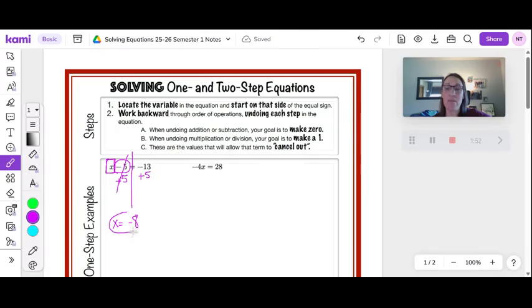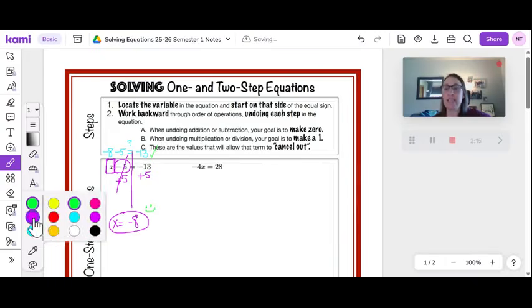Now, the nice thing about equations is you can always check your work to make sure that you got the right answer. So if I put a negative 8 in for x and I subtract 5, does it give me negative 13? And in fact, it does, and that's how we know that we're right. So the answer to that first one is negative 8.